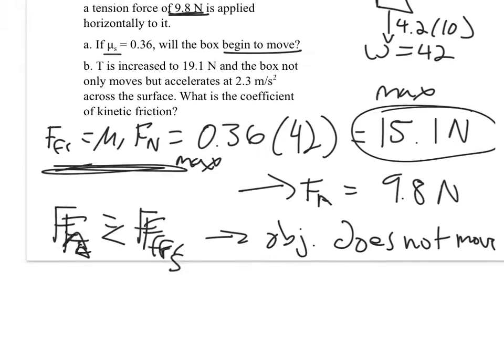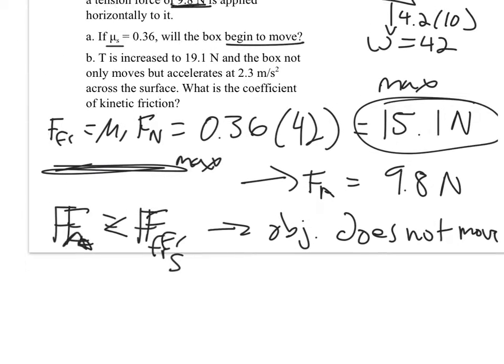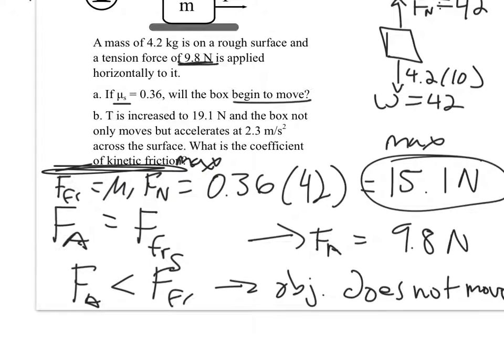If my object is stopped, then I don't want it moving around at all. And if I have a force of static friction that was greater than my applied force, then I've got a net force in the opposite direction, which means I'm going to accelerate, I'm going to move, and we don't want that. So that's the key there.